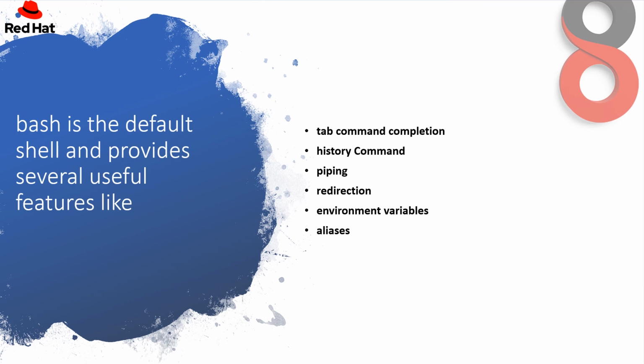Also, if there are multiple results available, you need to press tab 2 times and then it will list all the available commands and you can work accordingly. The history command we have already discussed. Piping is a very interesting thing where you can use the output of a command as the input of another command. Now redirection. Redirection is where you pass the output of a single command to some file. We can also pass the errors to the file so that you will not see any errors over the command.